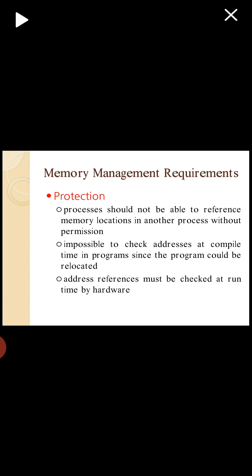Memory management requirement: next point is protection. Processes should not be able to reference memory locations in another process without permission. It is impossible to check addresses at compile time in the program since the program could be relocated. Address references must be checked at runtime by hardware. So this is another requirement of memory management, that it provides the facility of protection to your processes during process management in memory management.